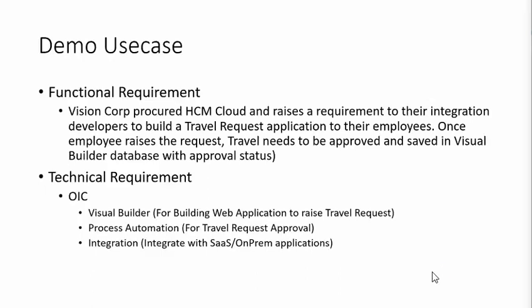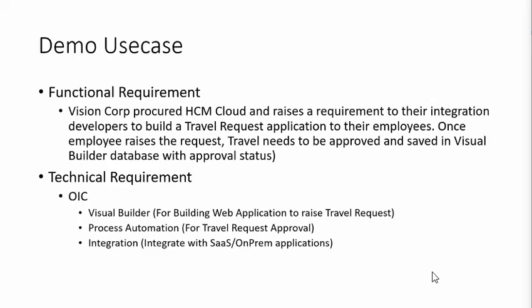how we map with OIC components, for example, right? When the employee has to enter a travel request, he needs a web interface. So you can build a web interface using the Visual Builder component in OIC, and the request needs to go through an approval process. So we need a workflow to capture the travel request and also raise an approval to the manager or whoever, right? Process automation in OIC satisfies this requirement of building a workflow.